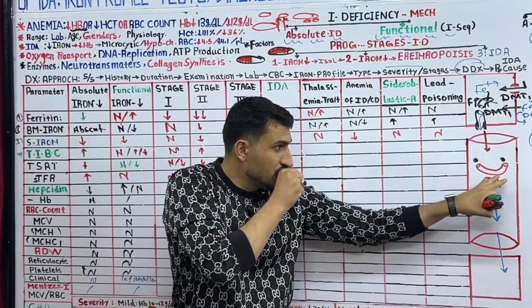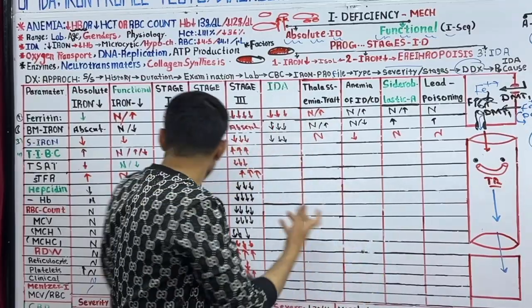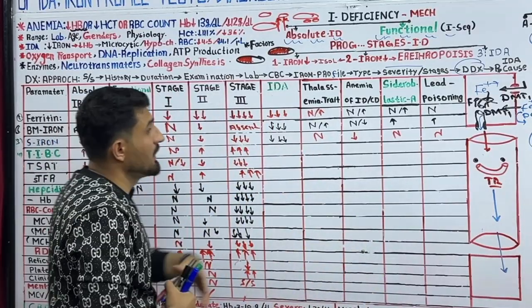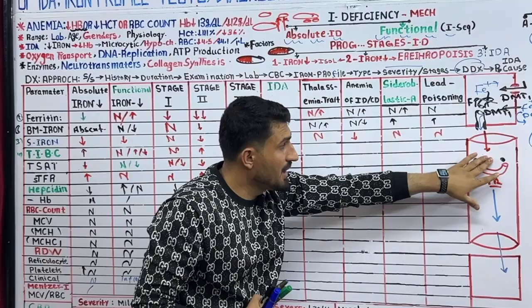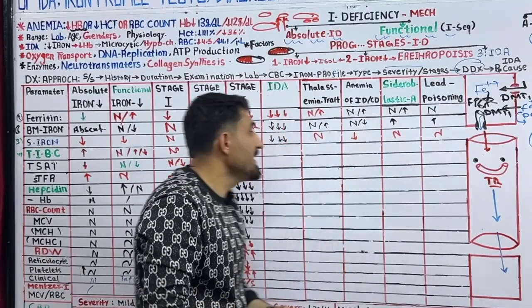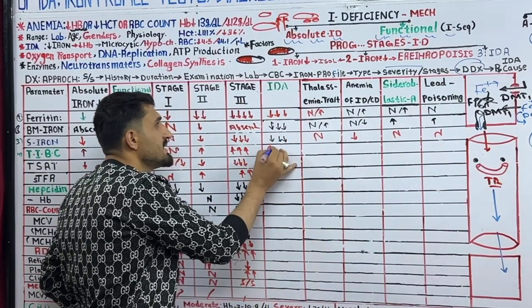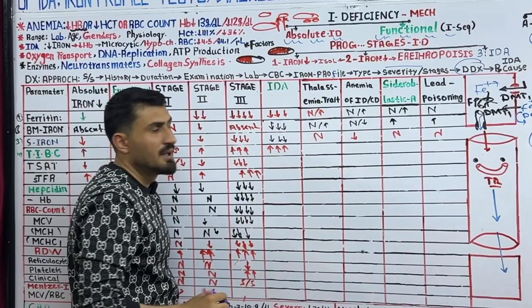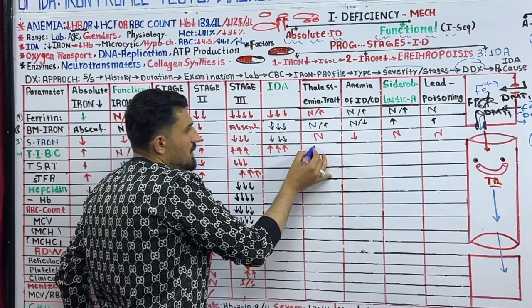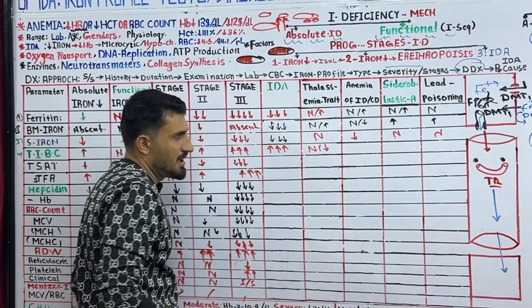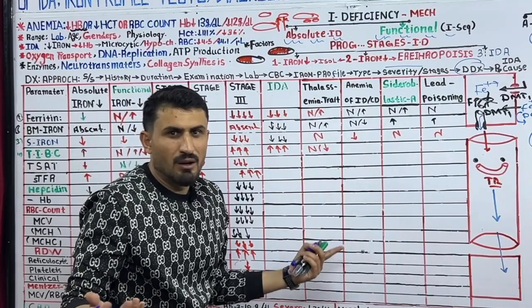Okay. So I have a lot of transferrin here that is empty, so total iron binding capacity increases in iron deficiency anemia. In thalassemia, it is normal or decreases, because I don't need a lot of iron.